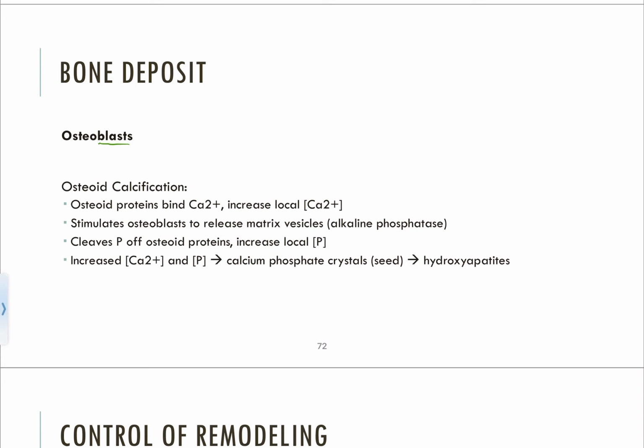That process is not really important for you to memorize or understand. What's important is that you need both high levels of calcium and phosphate in order to make those calcium phosphate crystals that we call hydroxyapatites that we need in our bone.